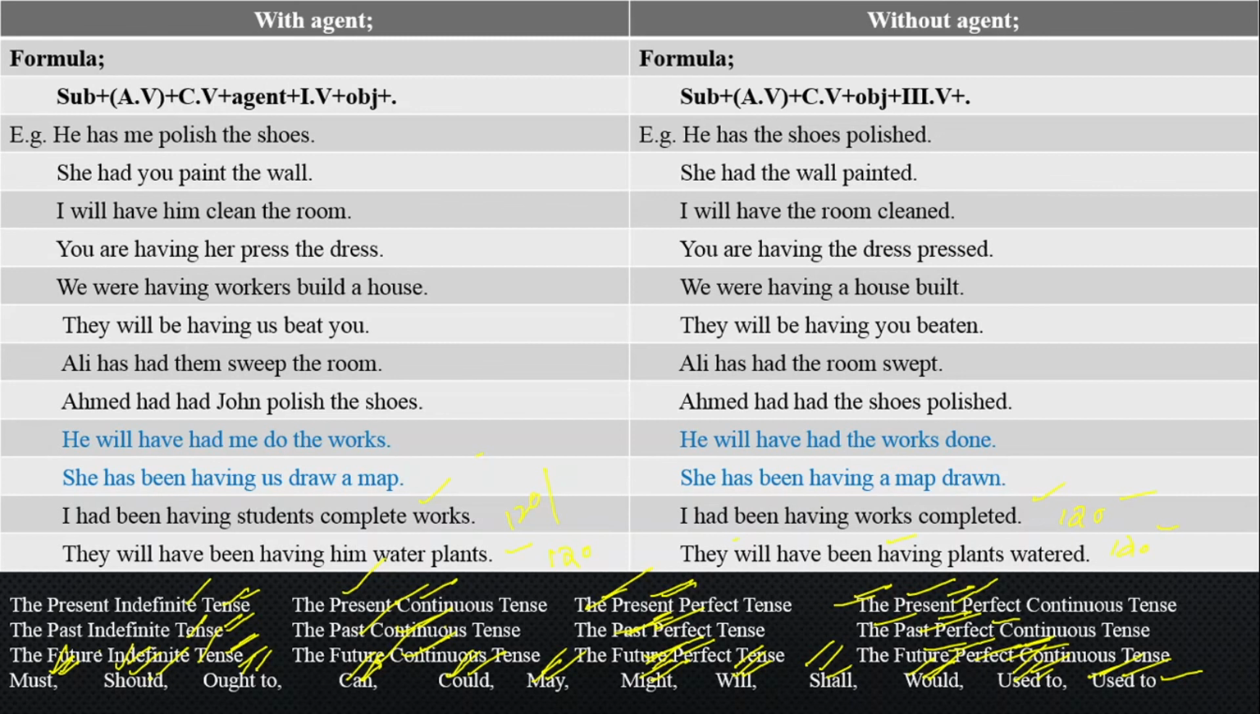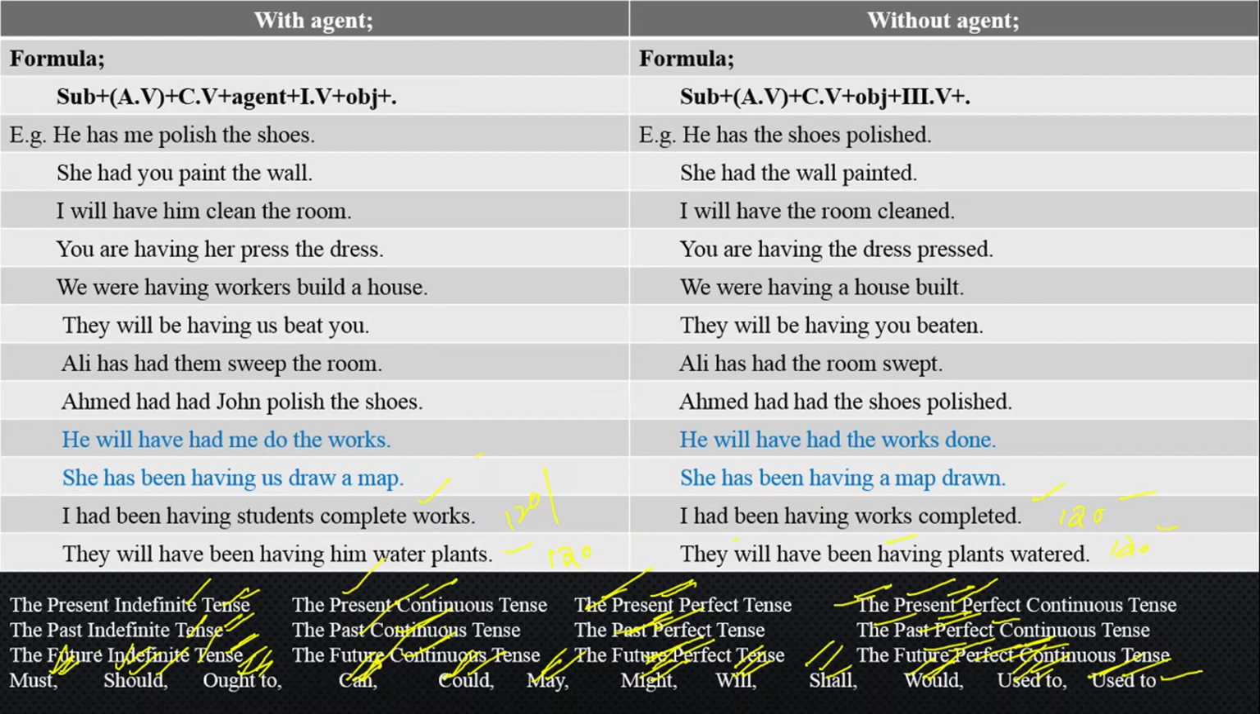They ought to have the plants watered, they ought not to have the plants watered. Ought they to have the plants watered, ought they not to have the plants watered? Oughtn't they to have the plants watered? They can have the plants watered, they cannot have the plants watered. Can they have the plants watered, can they not have the plants watered? Can't they have the plants watered?